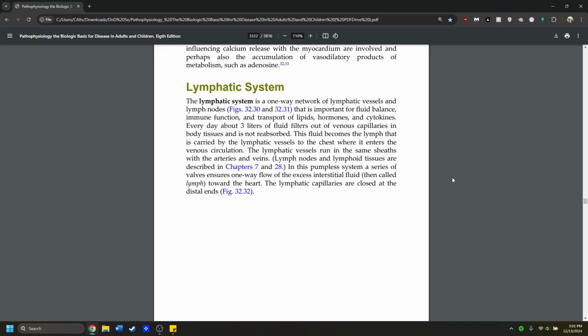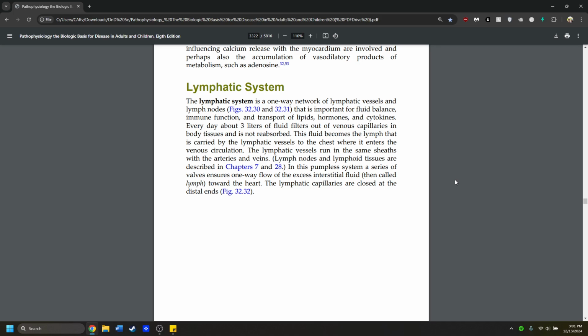The lymphatic system. The lymphatic system is a one-way network of lymphatic vessels and lymph nodes that is important for fluid balance, immune function, and transport of lipids, hormones, and cytokines.